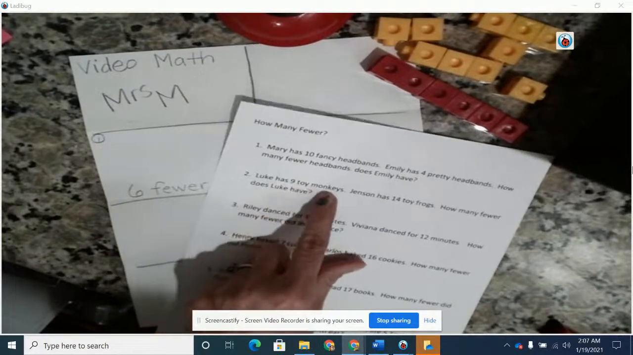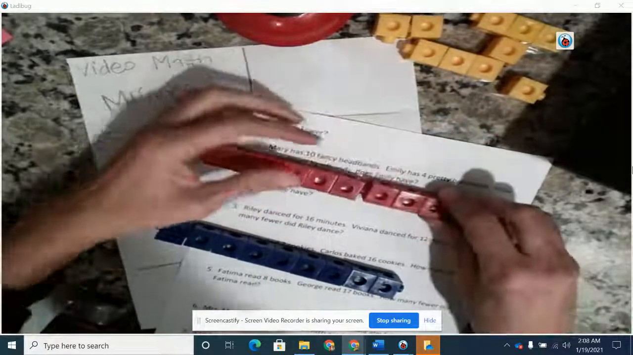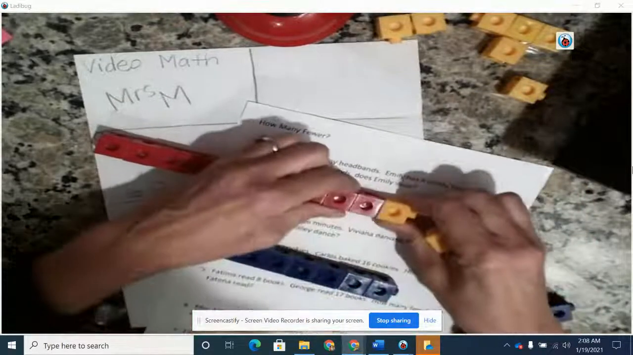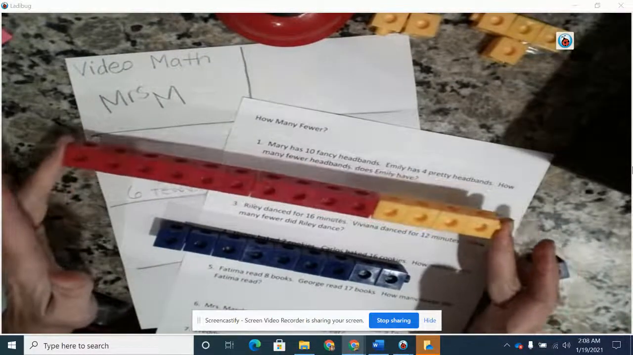The next one says, Luke has 9 toy monkeys. So I'm going to get my 9 toy monkeys. I'm going to take one of these off the big 10 one. So here's my 9 toy monkeys. Make sure: 1, 2, 3, 4, 5, 6, 7, 8, 9. But Jensen has 14 toy frogs. So I need to make 14. So I know that all of one color is 10. And then I'm going to put my 14: 11, 12, 13, 14. So I've got my 14. Those are the toy frogs.